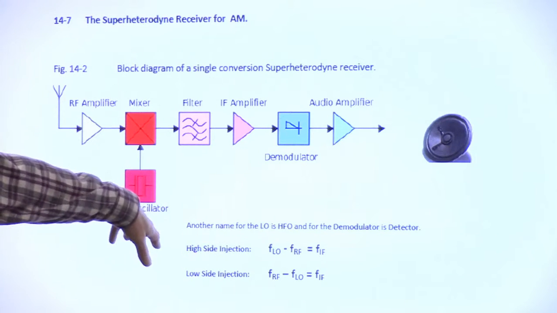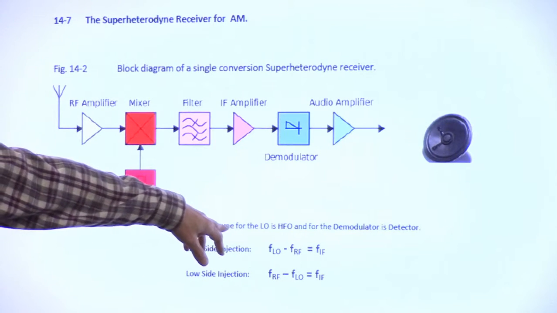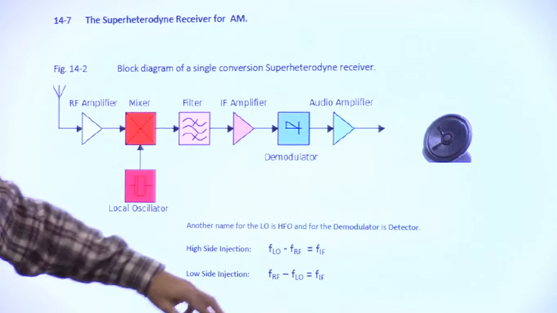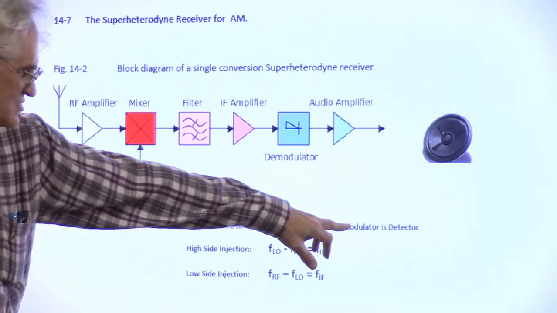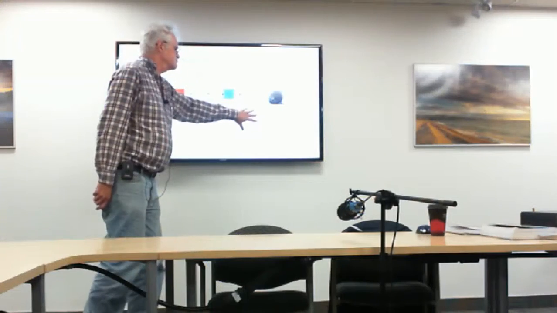And some places you may call the local oscillator by another name; some places they may call it the high frequency oscillator. And these words are interchangeable. Demodulator or detector are interchangeable in an AM radio.